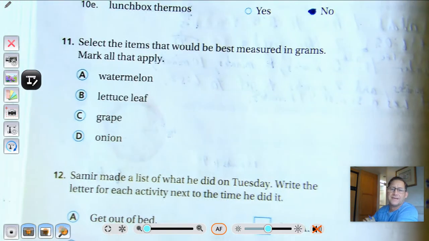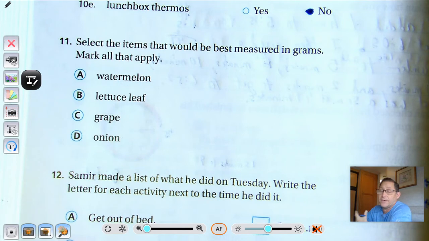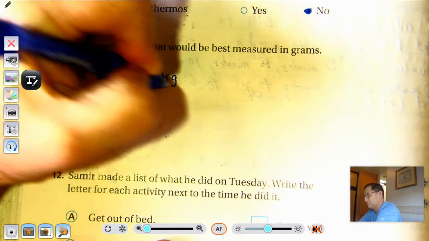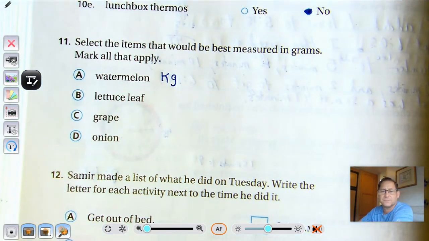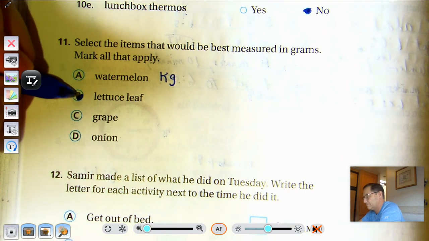All right, number 11. Select the items that would be measured in grams. Okay, so again, grams. We would be using like the weight of a paperclip or a dollar bill. A watermelon. Oh my goodness, no. That's more than 1,000 paper clips, right? That would be kilograms. A lettuce leaf, just one leaf, not the whole head of lettuce, like you would have on a hamburger or a sandwich. Yeah, I could see that being measured in grams.